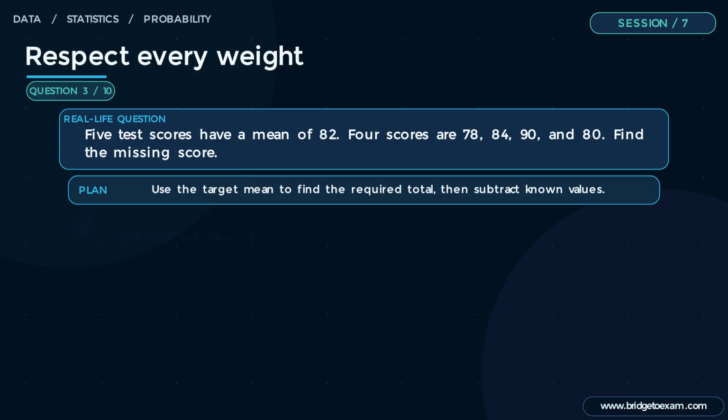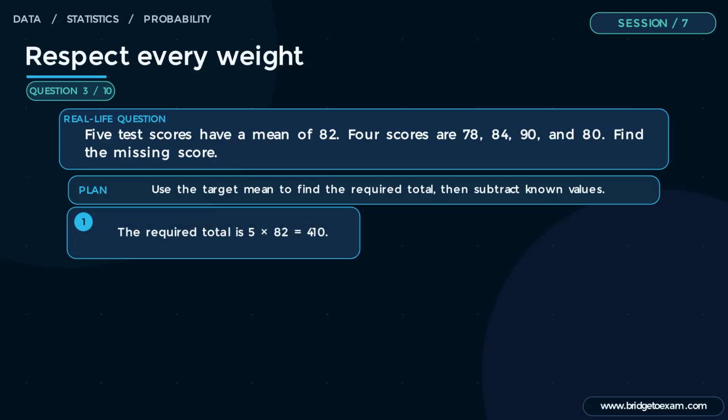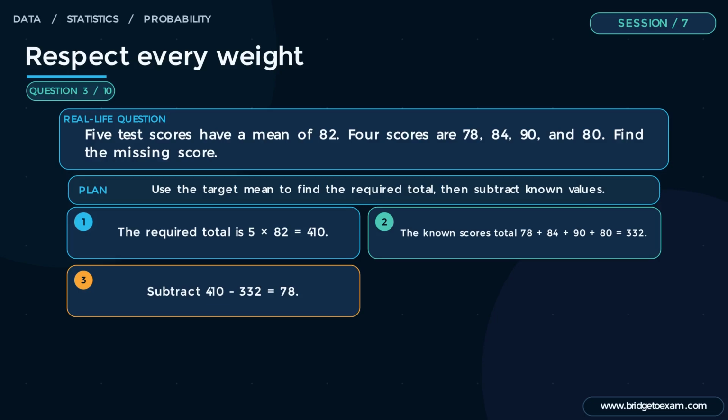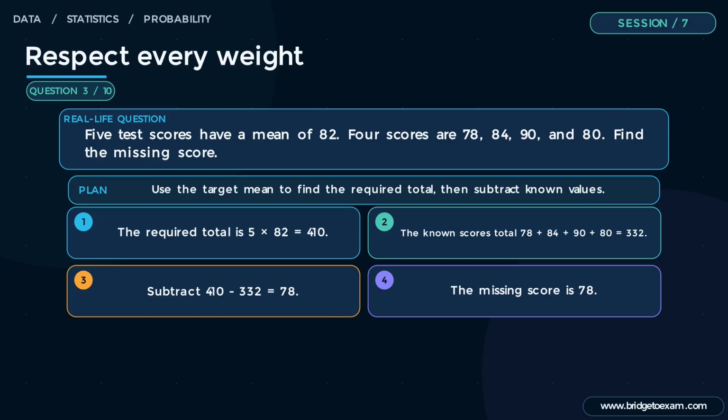Step 1. The required total is 5 times 82 equals 410. Step 2. The known scores total, 78 plus 84 plus 90 plus 80 equals 332. Step 3. Subtract 410 minus 332 equals 78. Step 4. The missing score is 78.